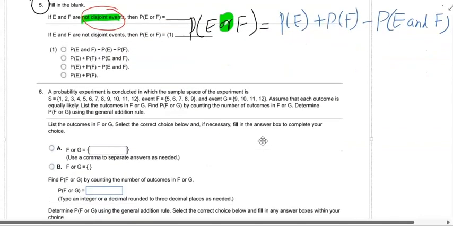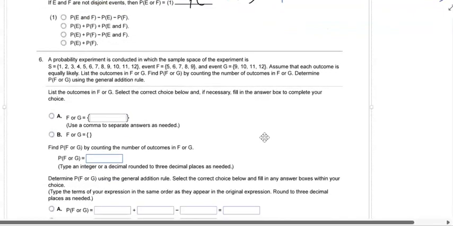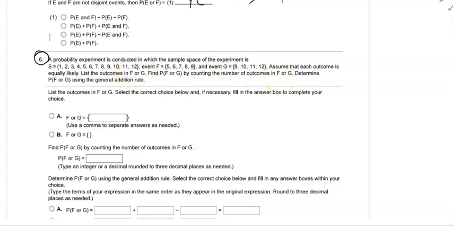Question number 6, also about probability. Here's an experiment where the sample space is 1 through 12, and there are two events, F and G. F is the outcomes 5, 6, 7, 8, 9. G has outcomes 9, 10, 11, 12. Assume that each outcome is equally likely. List the outcomes of F or G.